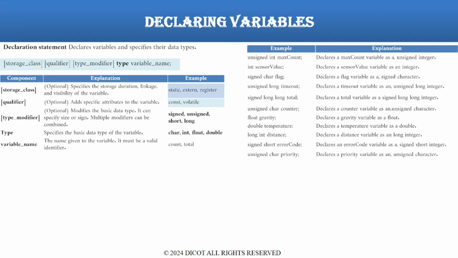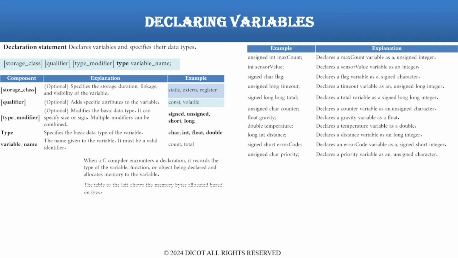When a C compiler encounters a declaration, it records the type of the variable, the function or the object being declared, and allocates memory to the variable. The table to the left shows the memory bytes allocated based on type. The size is specified in bytes.